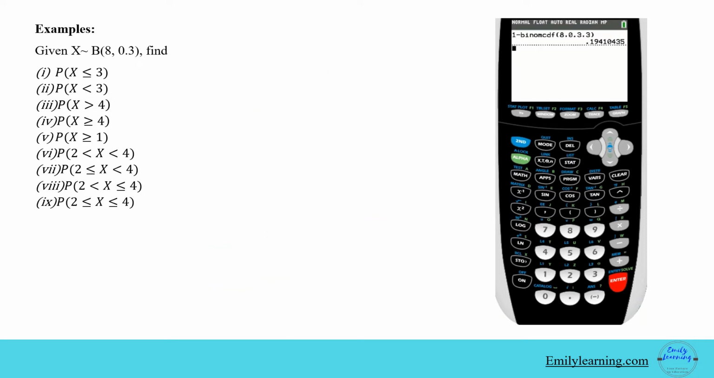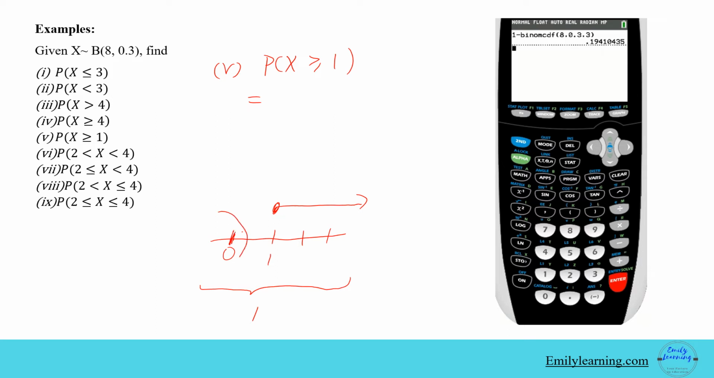Alright, let's do part 5 together. So we have P(X ≥ 1), right? If I draw the number line, I'm interested in 1 and beyond. So that means I'll take the total probability, which is 1, minus what is before 1. Remember that the binomial distribution starts from 0, so there is no value smaller than 0. Basically, 1 minus P(X ≤ 0) is basically 1 minus P(X = 0).